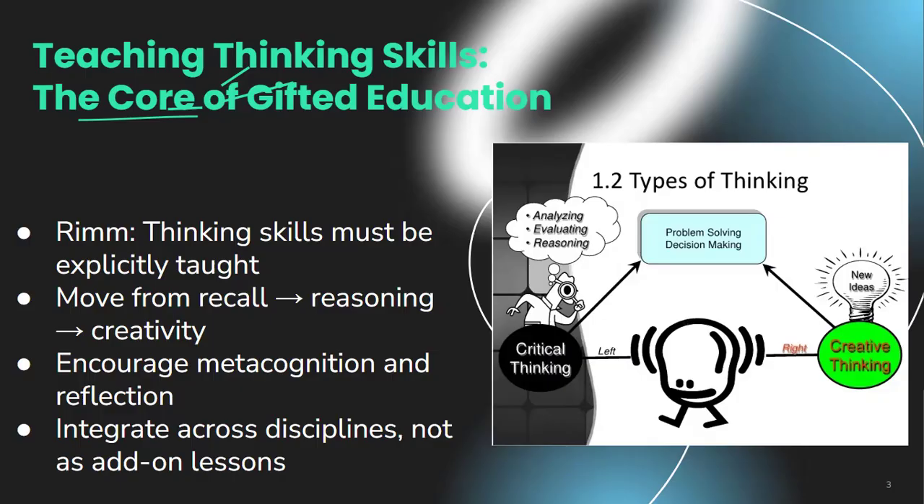For instance, in math, students might generate multiple strategies to solve a problem. In literature, they could analyze motives from multiple perspectives. Rimm also highlights metacognition, helping students reflect on their own thought processes. This reflection transforms learning into a self-directed, transferable skill. And so really teaching our students to deeply think and critically think about their learning is not only at the heart of gifted education, but it's at the heart of effective education in general.